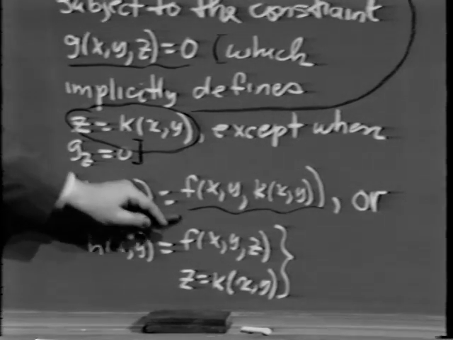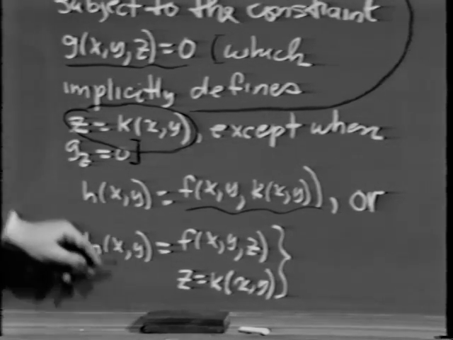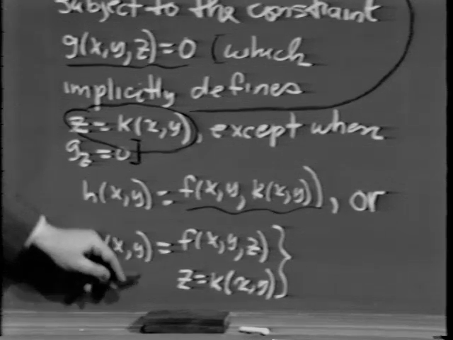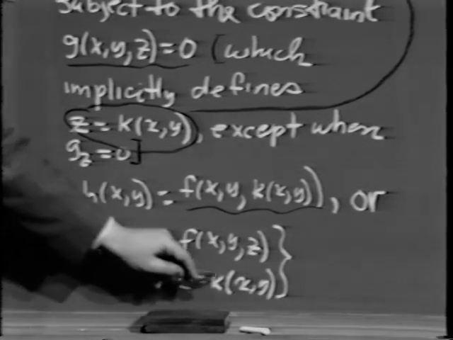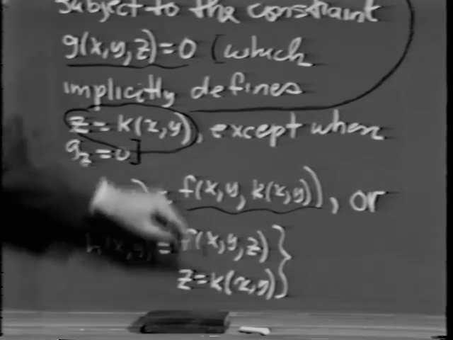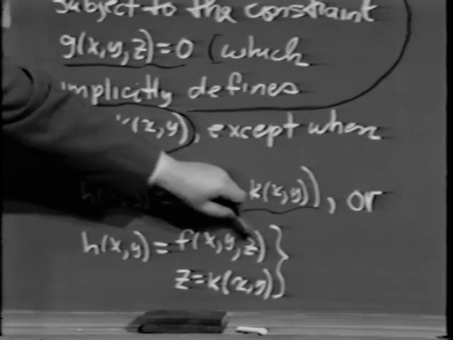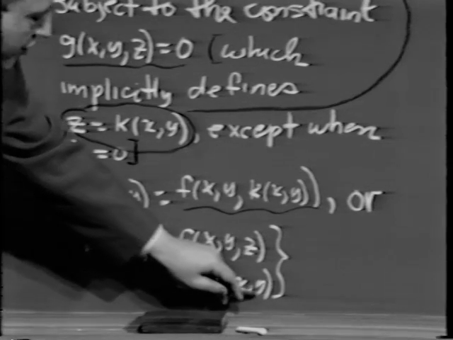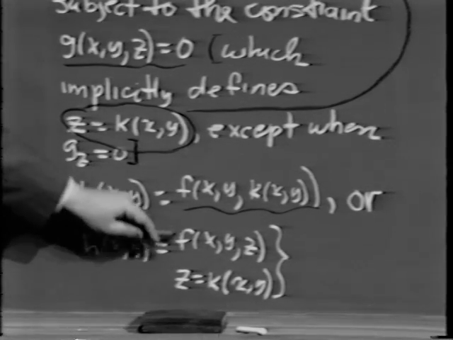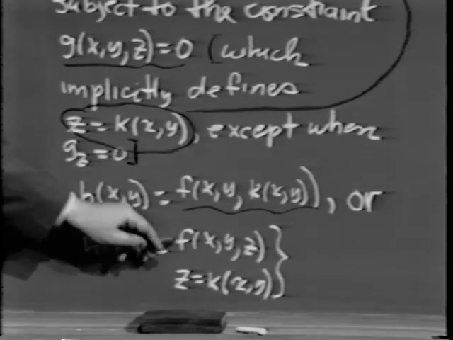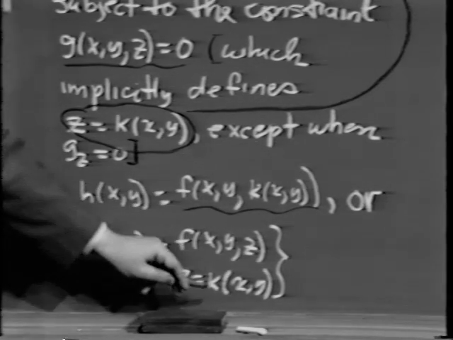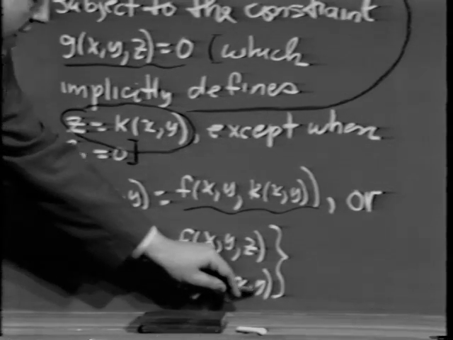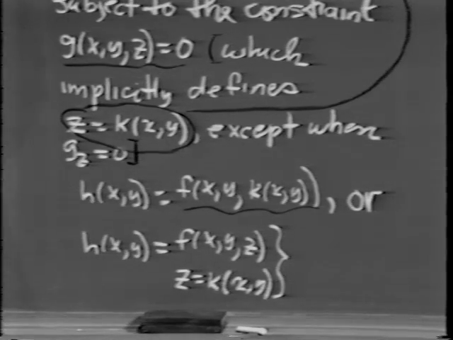Notice that another way of saying this, utilizing the chain rule, is to say h of x, y is f of x, y, z, where z is some function k of x and y. See, f is a function of x, y, and z is a function of x and y. In fact, if you wanted to say it another way, you could say what? F is some function of x, y, z, where x equals x, y equals y, and z equals k of x, y. You see, that's your particular chain rule.